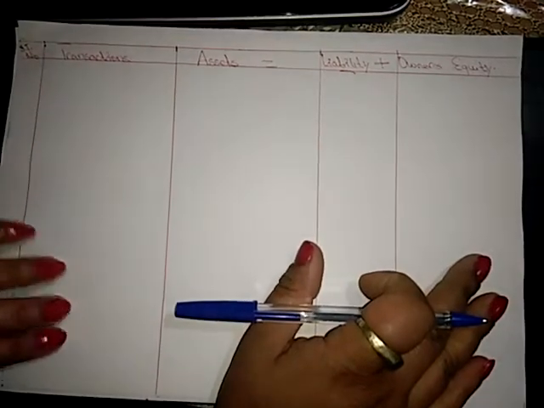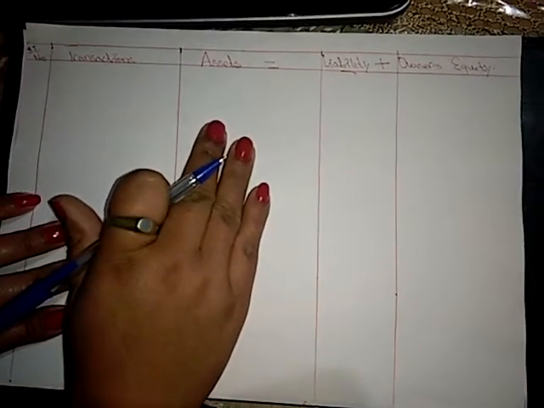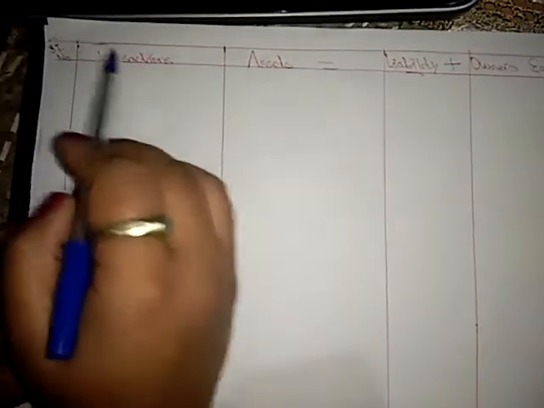Okay, students, I'm going to solve one question that comprises expenses, income, prepaid expenses, outstanding expenses, accrued income, and income received in advance. So, before I solve the question, I would like to show you the format for the accounting equation. The first one, you have to have a serial number. Transactions, you have to copy the question.